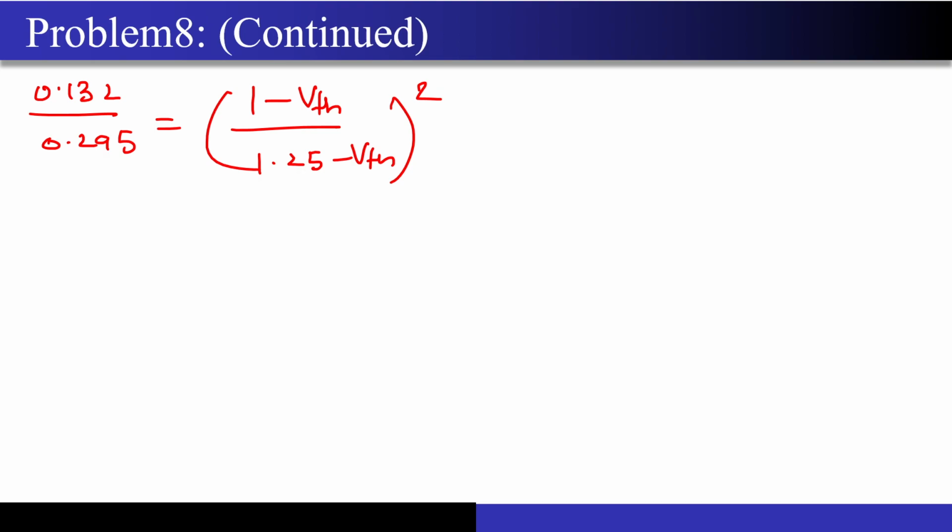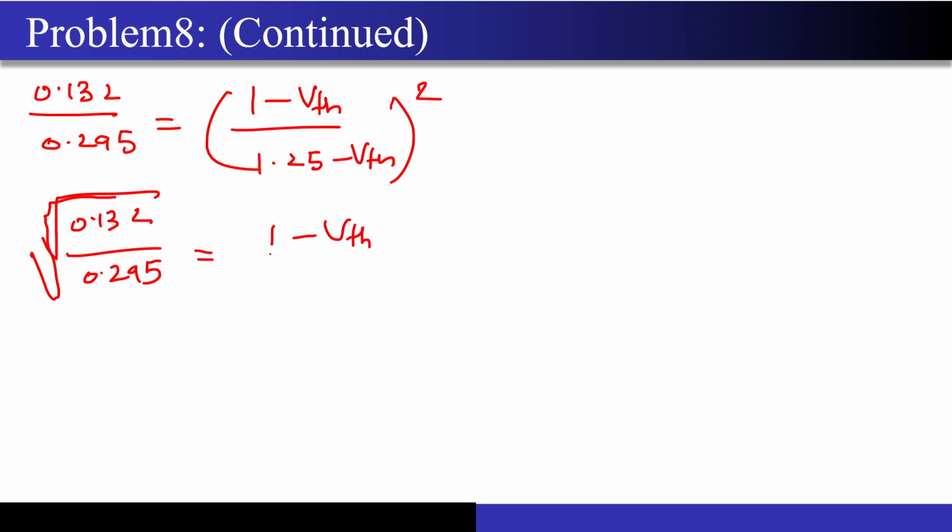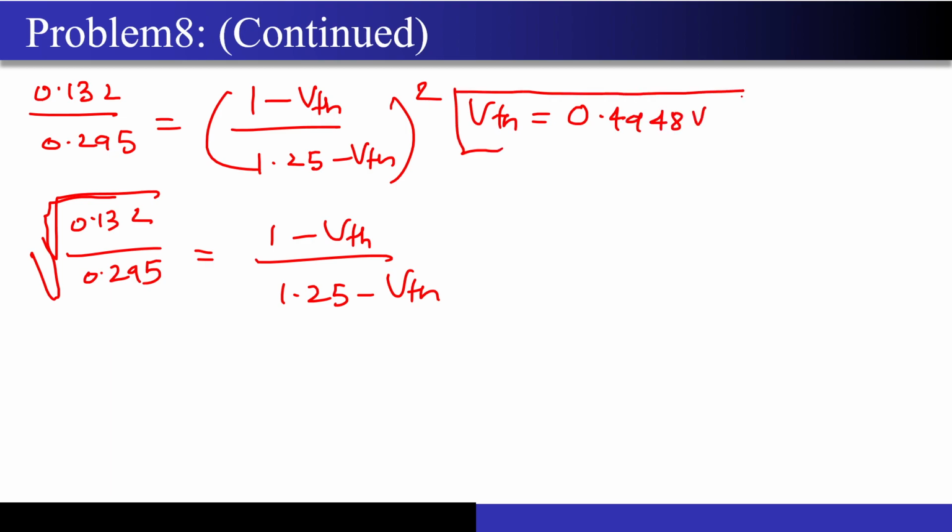Now, to solve it a little, I will take the square root on both sides. The square root of 0.132 upon 0.295 is equal to (1 minus VTH) upon (1.25 minus VTH), right? If you do some cross multiplication and solve it, the answer for VTH comes out to be around 0.4948 volts. So this is the answer for VTH.